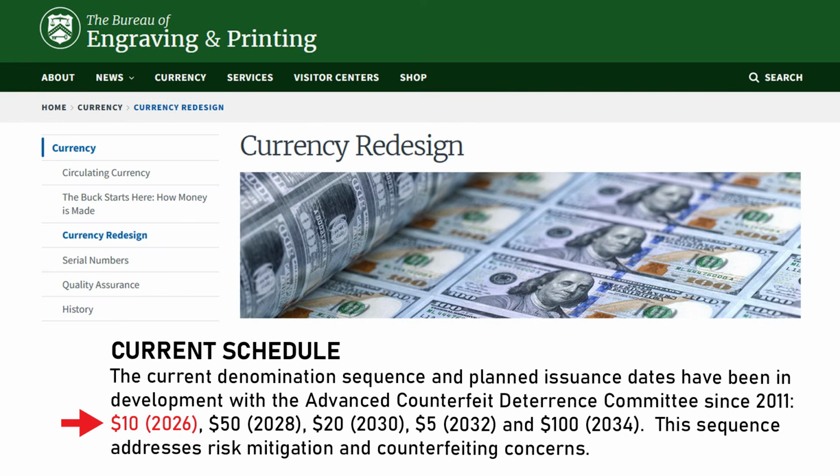The BEP is currently developing a new issue with the $10 debuting in 2026. At least that's what the website states as of November 2025. I'm in the believe it when I see it state of mind.